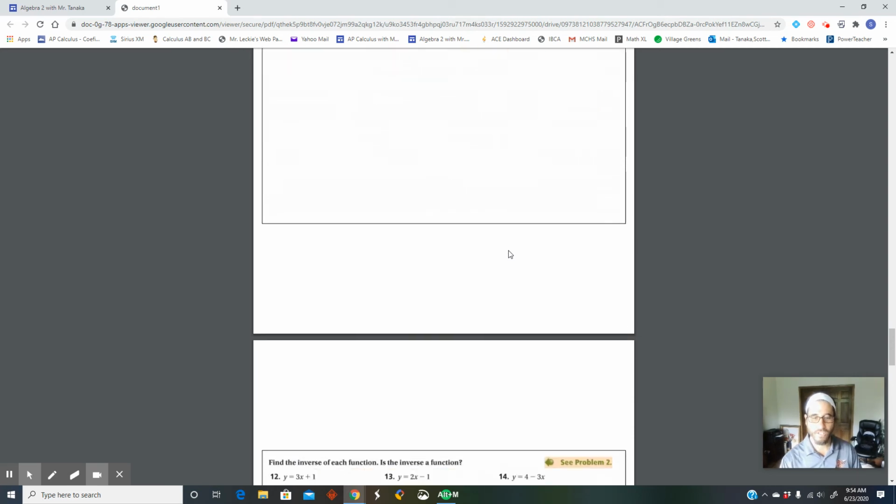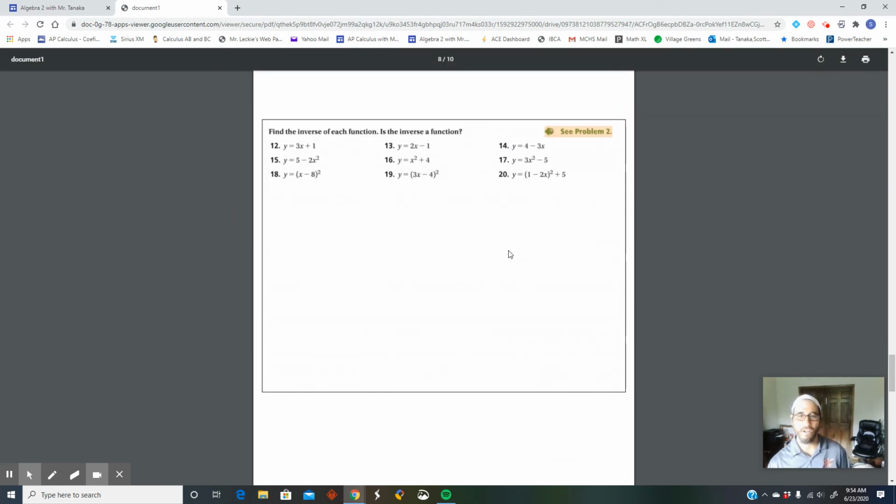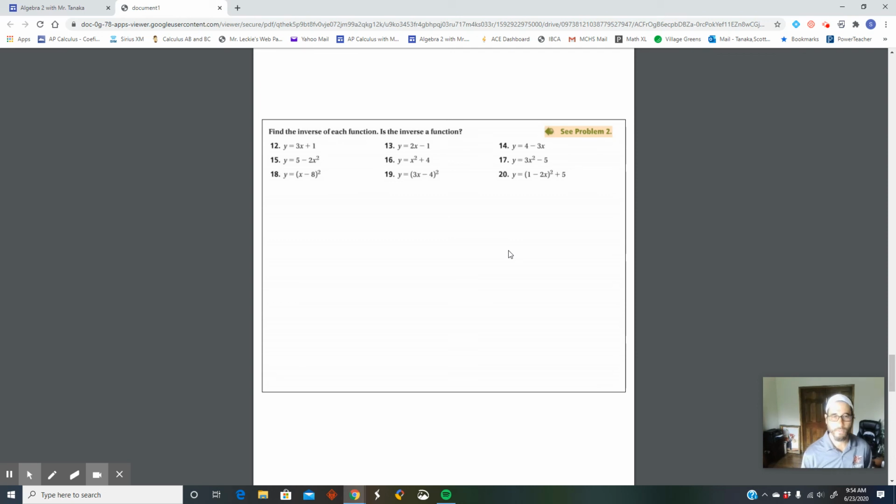Let's see if there's any other tougher problems. Here's ones that are find the inverse. I think you guys would be all okay with that. You know what? Let's do one more. I think I see one kind of tough one here, and that would be number 20. So let's go ahead and look at number 20. Number 20, I'll put it right here.